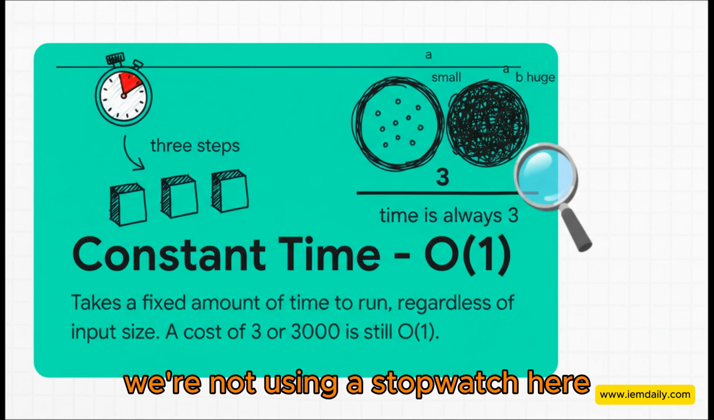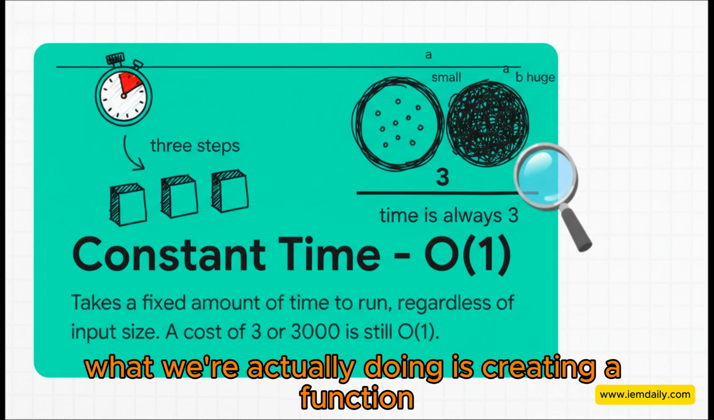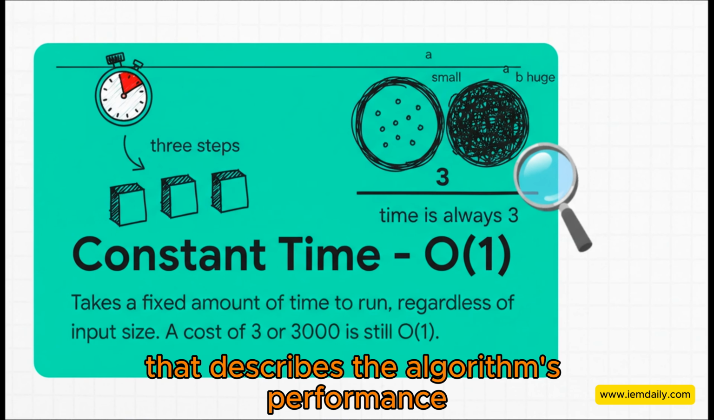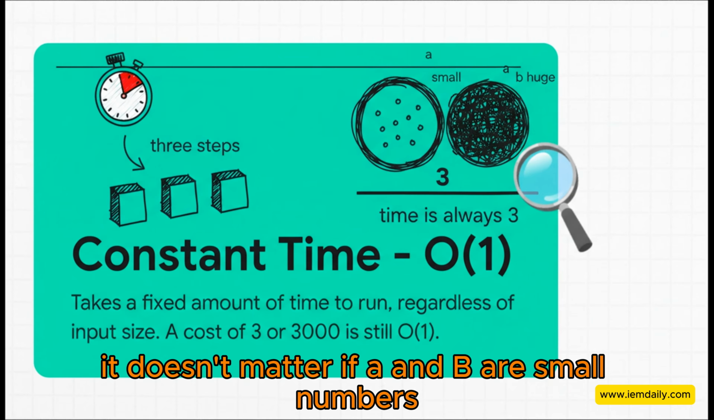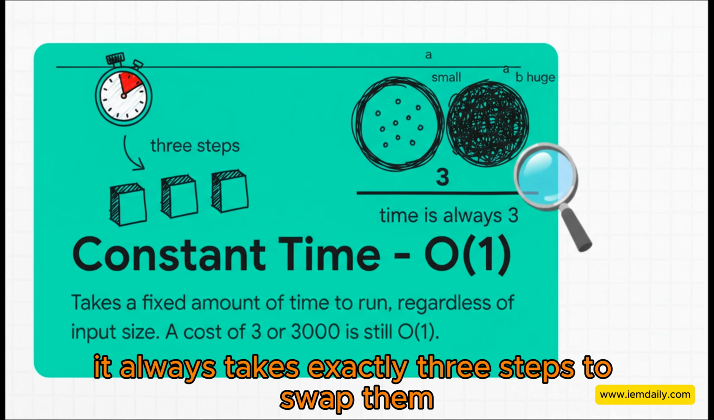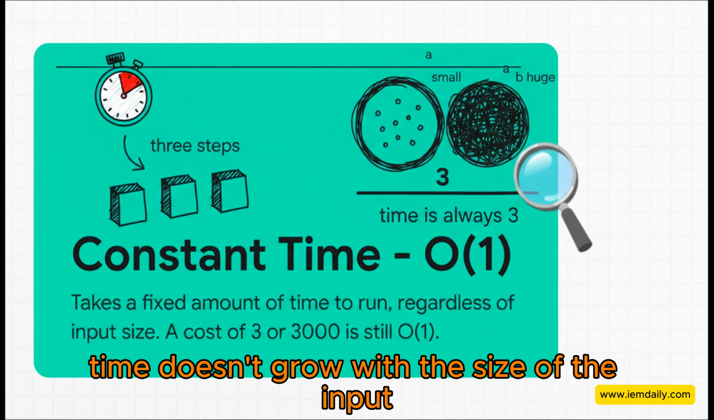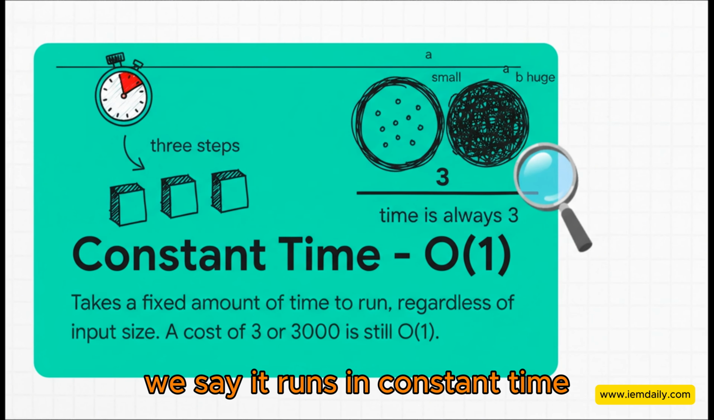We're not using a stopwatch here. What we're actually doing is creating a function that describes the algorithm's performance. And the key insight for this one is that the time is always 3. It doesn't matter if A and B are small numbers or gigantic ones. It always takes exactly 3 steps to swap them. Because the execution time doesn't grow with the size of the input, we say it runs in constant time.